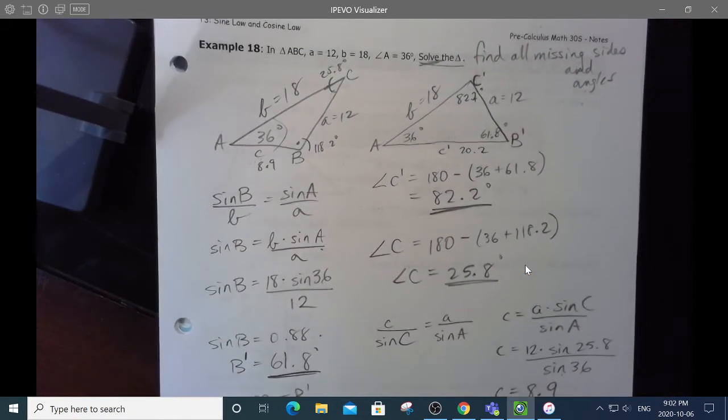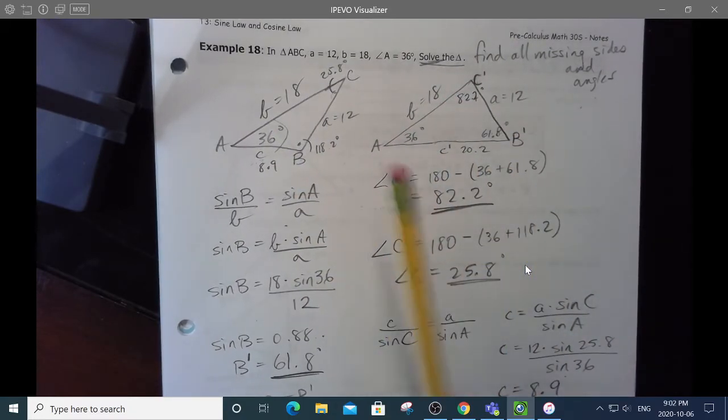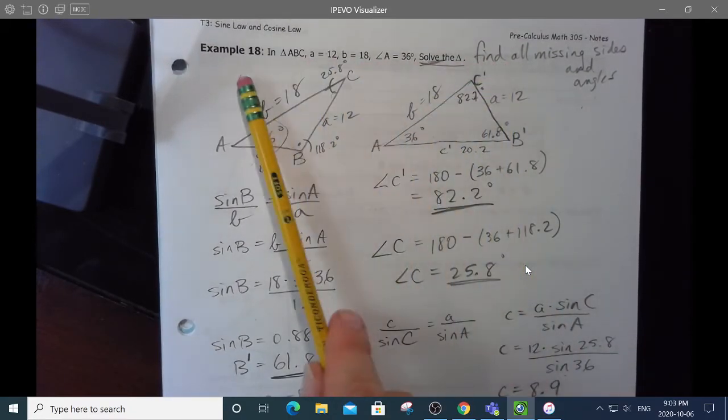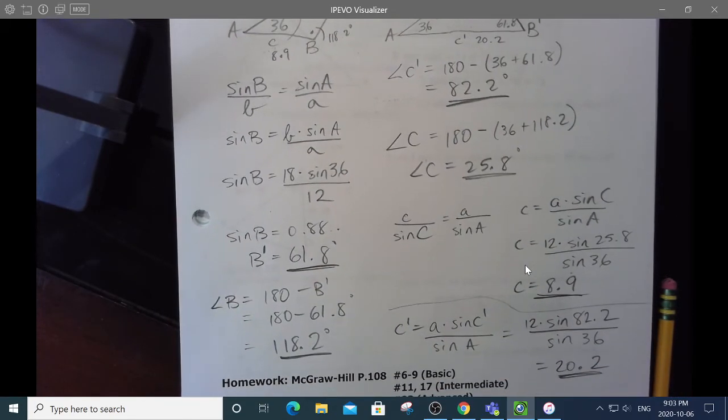So there we go. I now know all three sides and all three angles in both of these triangles, which come from those givens. That's the ambiguous case. Sometimes you gotta solve twice.